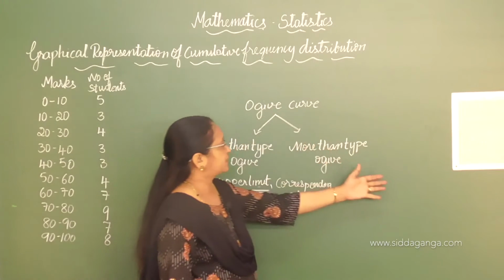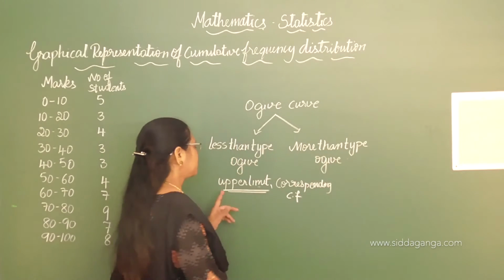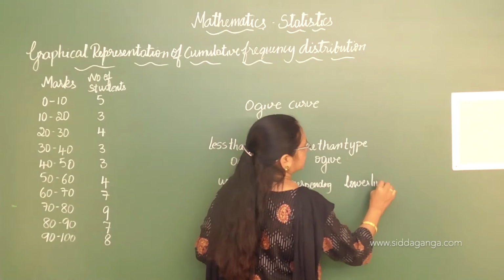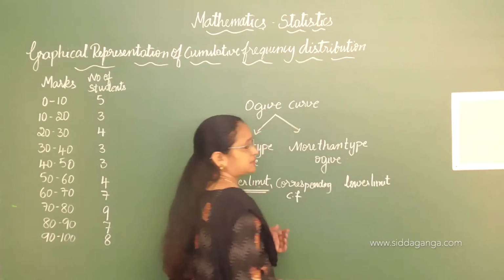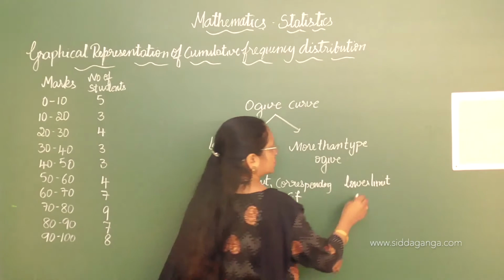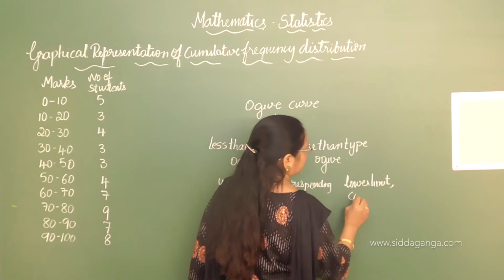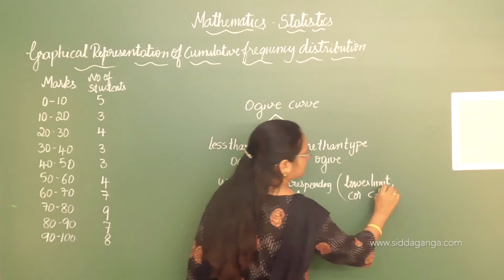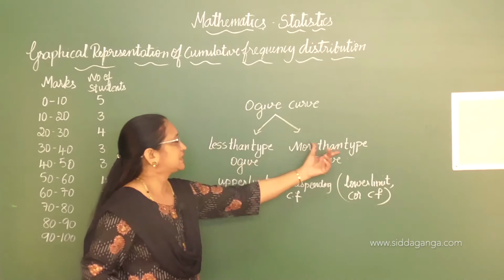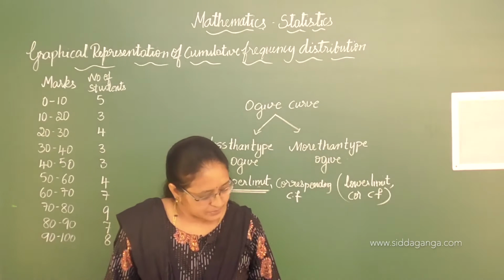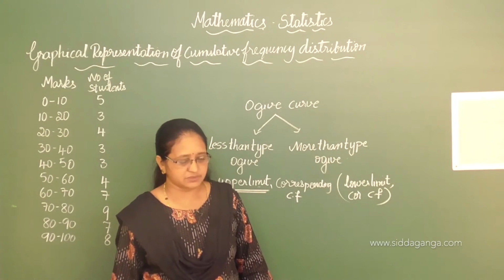Then what about the more than type? For the more than type you should take the lower limit. I think by now you all know the meaning of upper limit and lower limit. So the lower limit and the corresponding cumulative frequency. If you plot the graph for these two, you will get the more than type ogive curve.